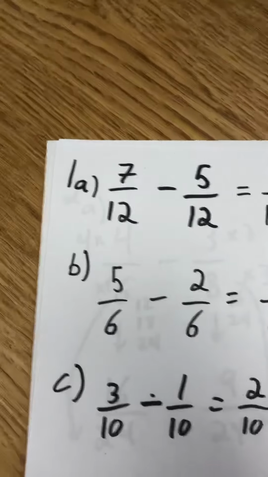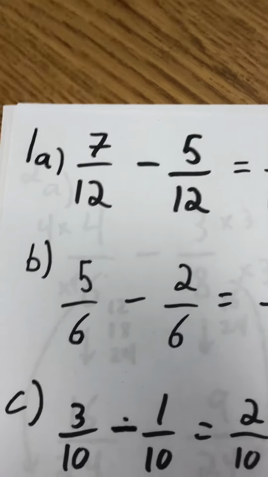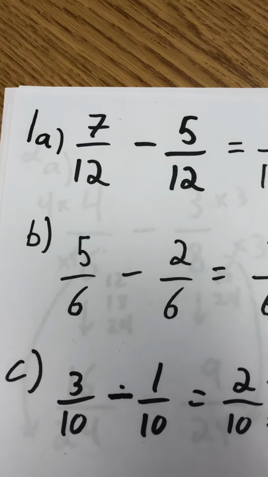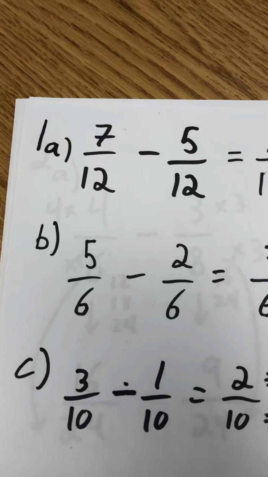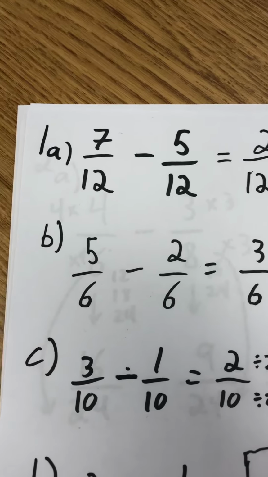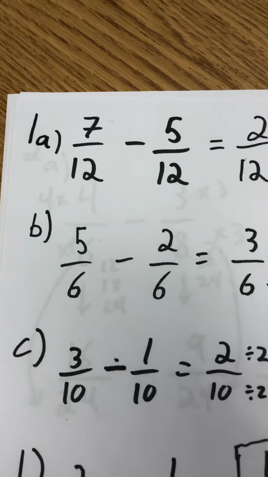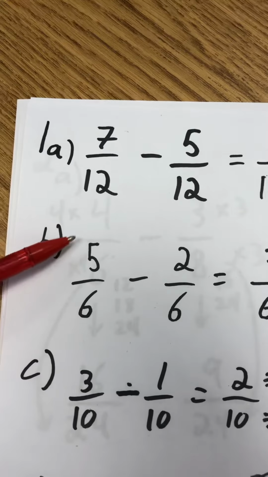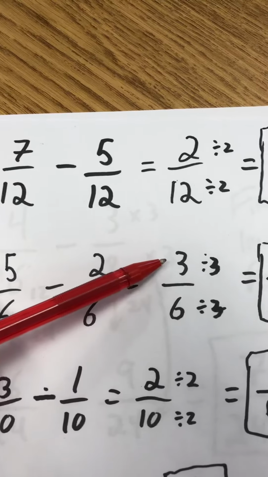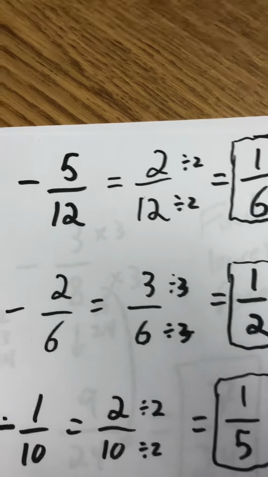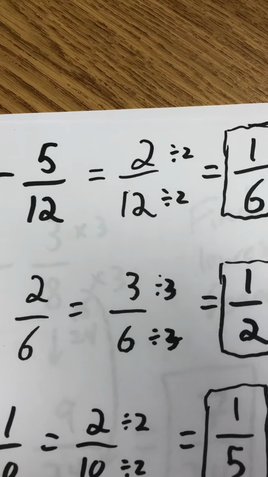So next, B. We have 5 out of 6 minus 2 out of 6. Once again, your denominators are the same. So you don't have to do anything to your denominator. You already have a lowest common denominator. So we have 5 out of 6 minus 2 out of 6 equals 3 out of 6. Because 5 subtract 2 equals 3. We carried over our denominator because they're already the same. So there's your half a mark if you have 3/6.